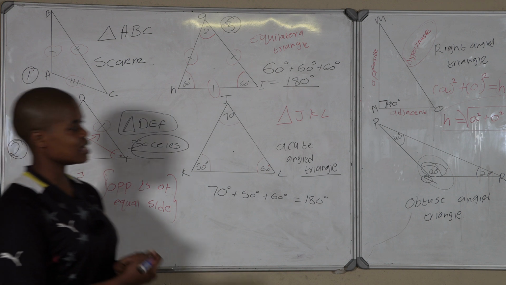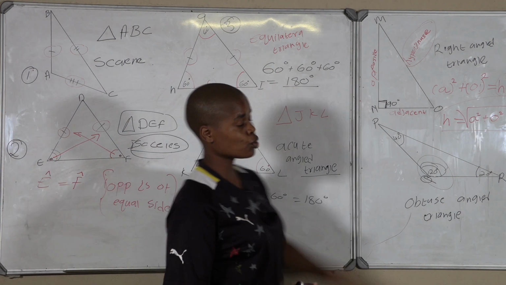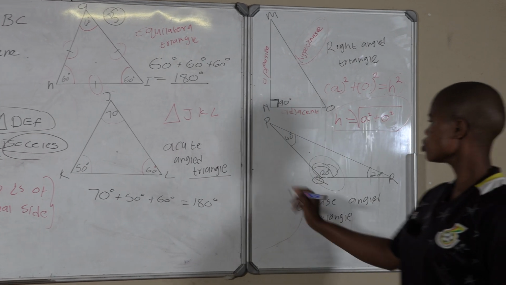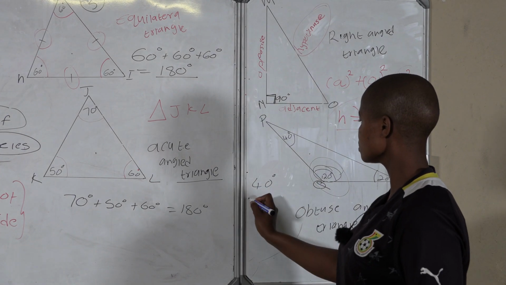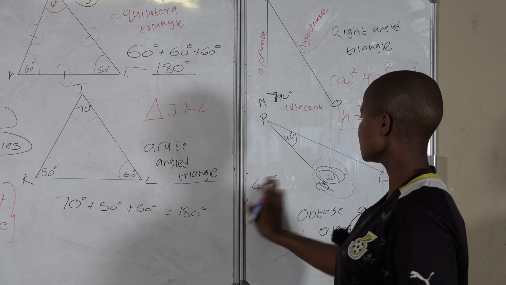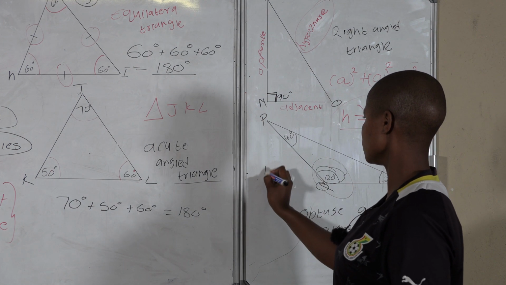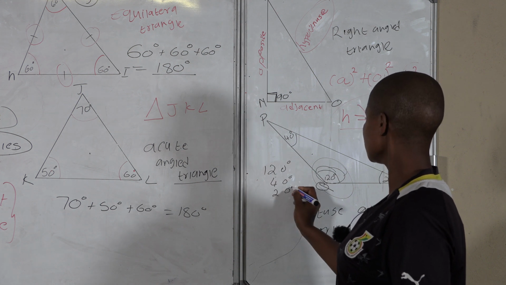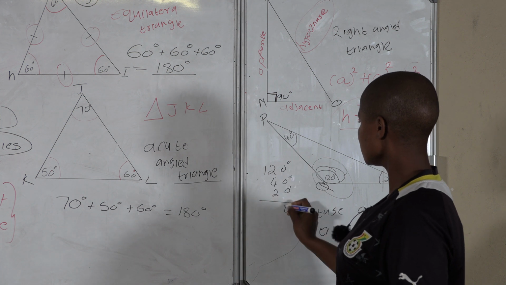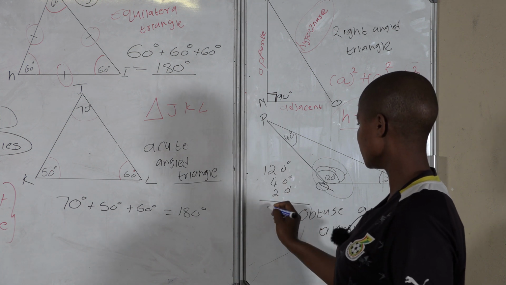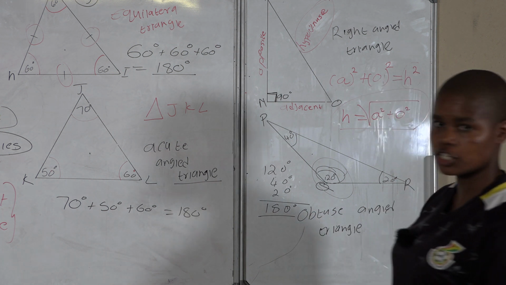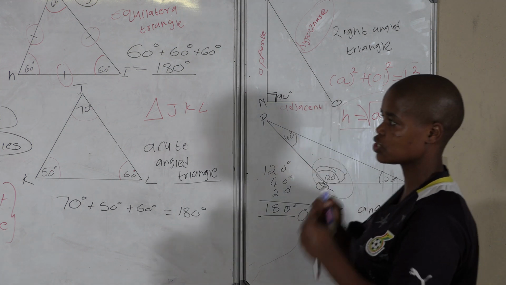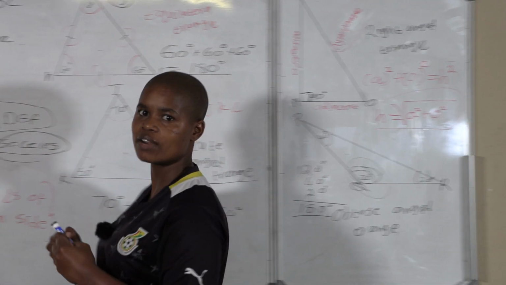Before we make that conclusion, let's quickly check with an obtuse angle triangle whether they will add up to 180. So we have 40 degrees plus, I don't have enough space here, so I'll just say 120 degrees plus 40 degrees plus 20 degrees, and then let's see, 0, 2, 4, 6, 8, 180. So basically it is true that the sum of interior angles of a triangle adds up to 180.